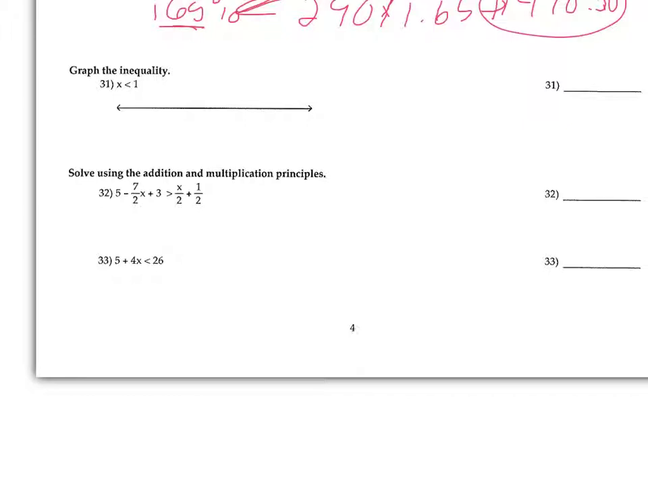x is less than 1. We want to graph this inequality. So the first thing I notice is we have less than, not less than or equal to. So we know we're going to have an open circle because we're not including that 1. 1 is not less than 1. It's not included in our solution set. Now if x is less than 1, we want to think about all the numbers less than 1, which means we're shading this way. And that's what the graph of that looks like. Okay?